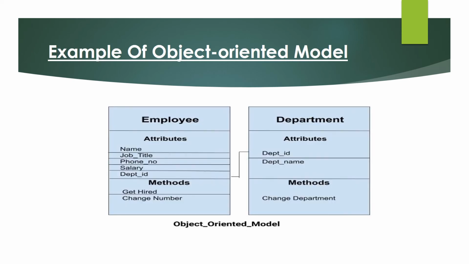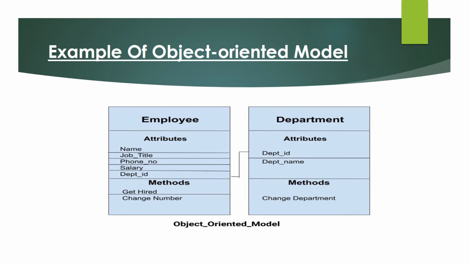Now let us consider an example of object oriented model. In this figure you can see that we have two objects, employees and department. These are the two objects that exist in the real world, and all the data and the relationship of these objects are contained in a single unit. As you can see, the attributes and their methods, along with the object, are all connected in a single unit.